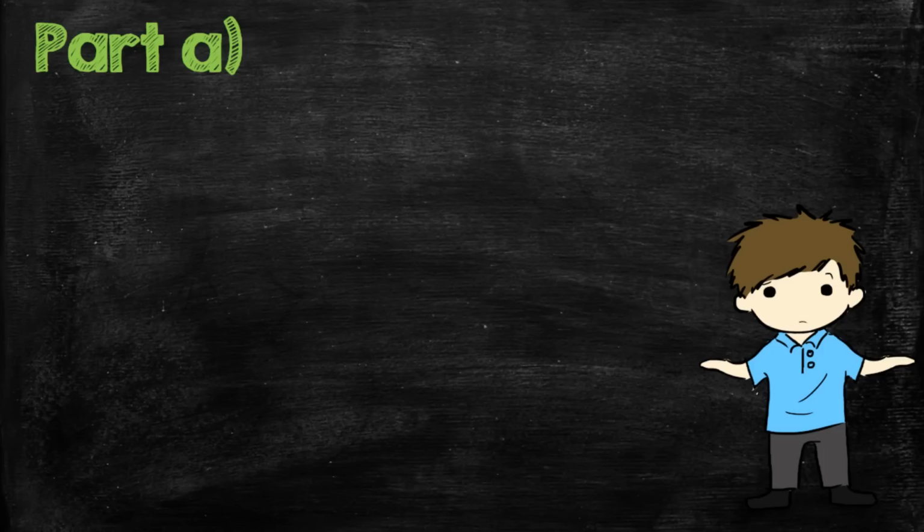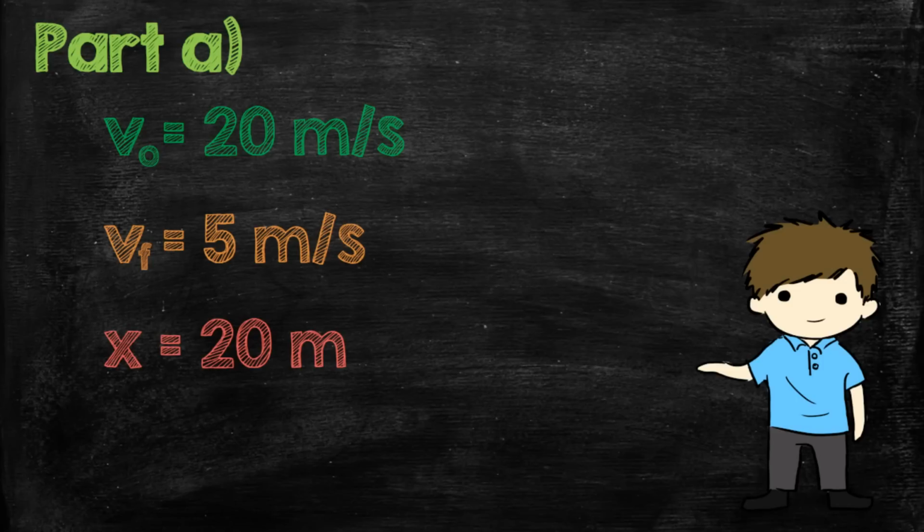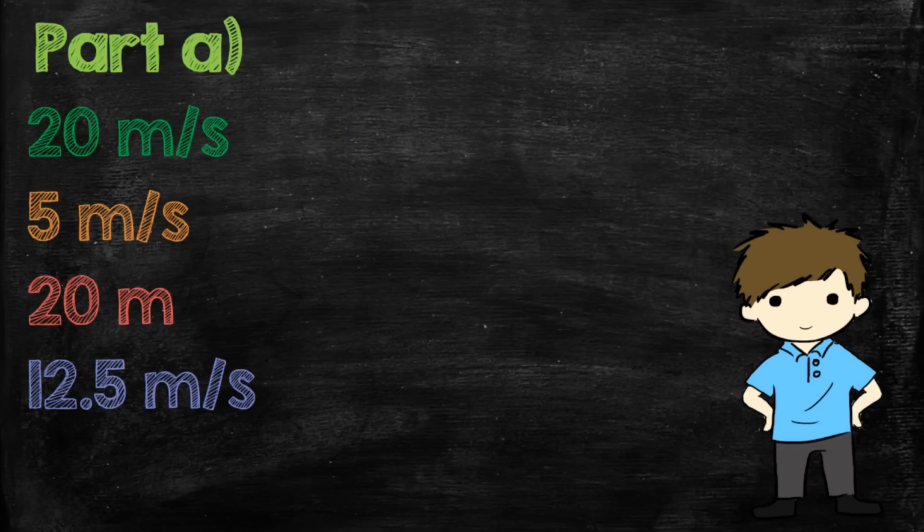From the problem we can see that the sled has an initial speed of 20 meters per second, a final speed of 5 meters per second, and travels a total distance of 20 meters. Since its acceleration is uniform the entire time, we can use its average speed, which we can find to be 12.5, to figure out how long it had to have been moving. If we do that math, we find out that it's 1.6 seconds.